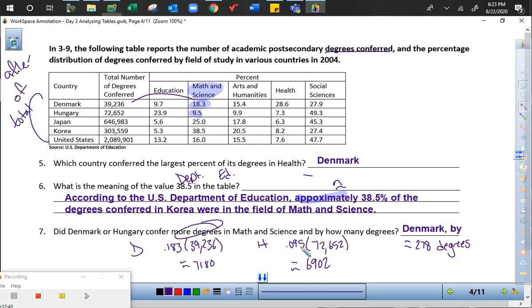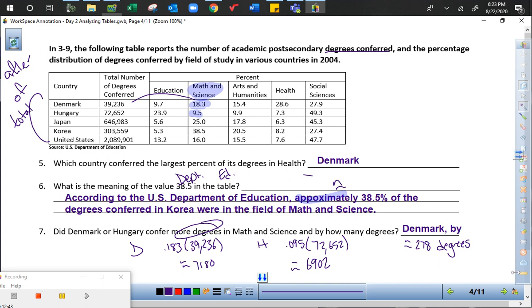Then I did the same thing for Hungary, and remember 2 places, don't forget to tuck that 0 there, multiplied it by its total number, and we got 6902 there. It does say how many more degrees. We see that Denmark is the larger value there. Even though our percent was larger, we ended up having more degrees as well. And then we want to subtract them to get the difference between how many degrees that actually was.